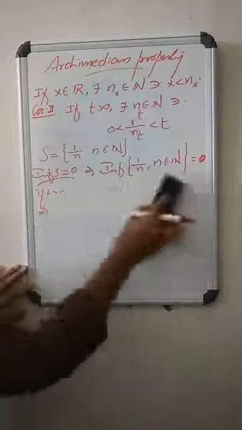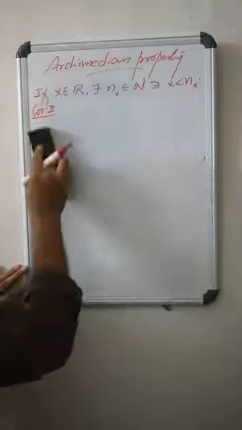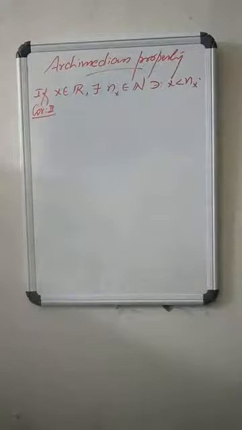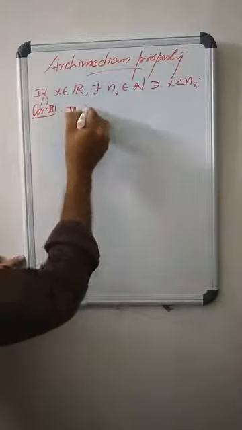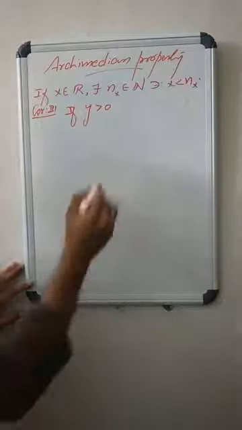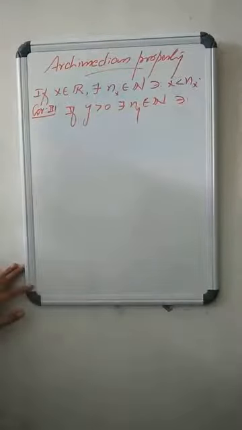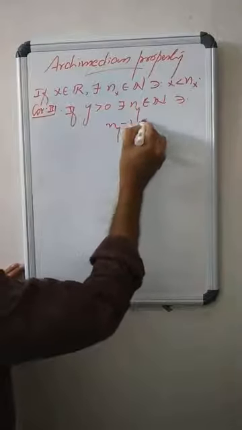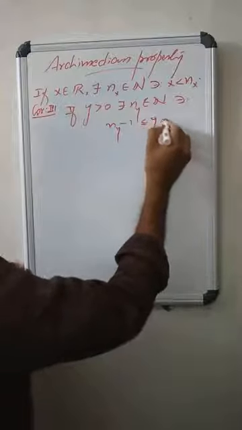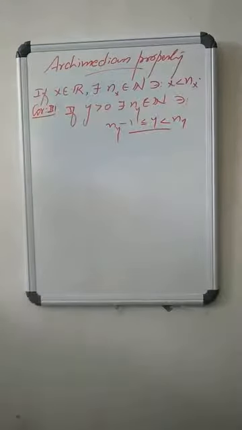Again, using this Archimedean property, we prove another result. Come to the next corollary, the third corollary. If y is positive, that is, y greater than 0, there exists a natural number ny such that ny minus 1 is less than or equal to y, strictly less than ny. Third result: if y is greater than 0, there exists a natural number ny such that ny minus 1 is less than or equal to y, strictly less than ny.